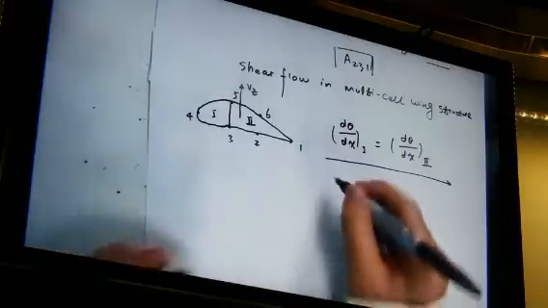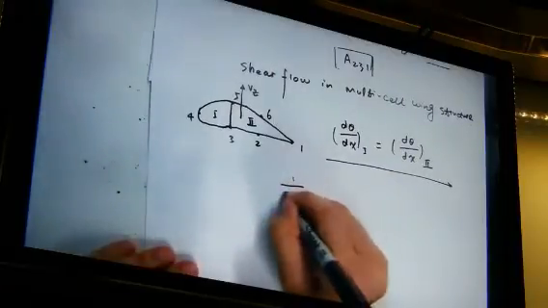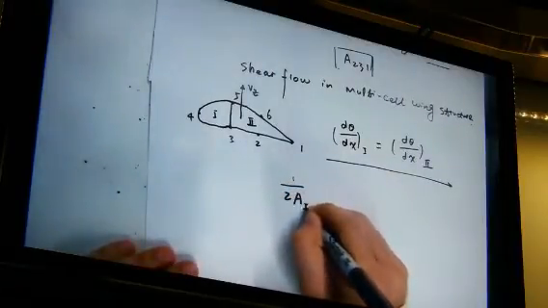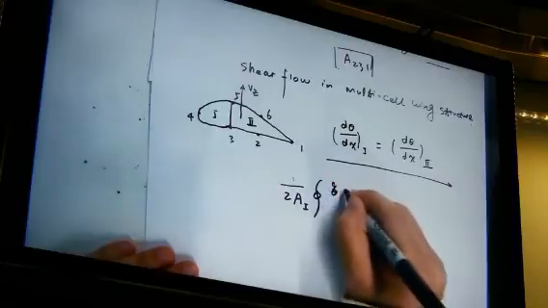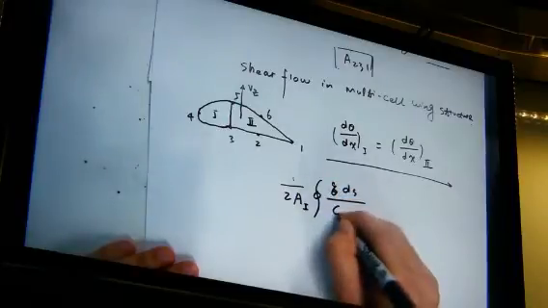And from this, according to the definition of the twist angle, you write q s over G t.